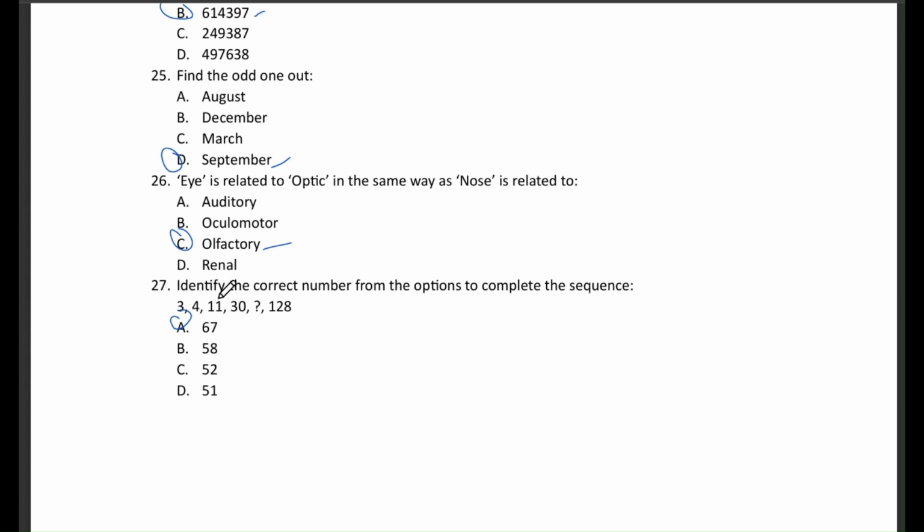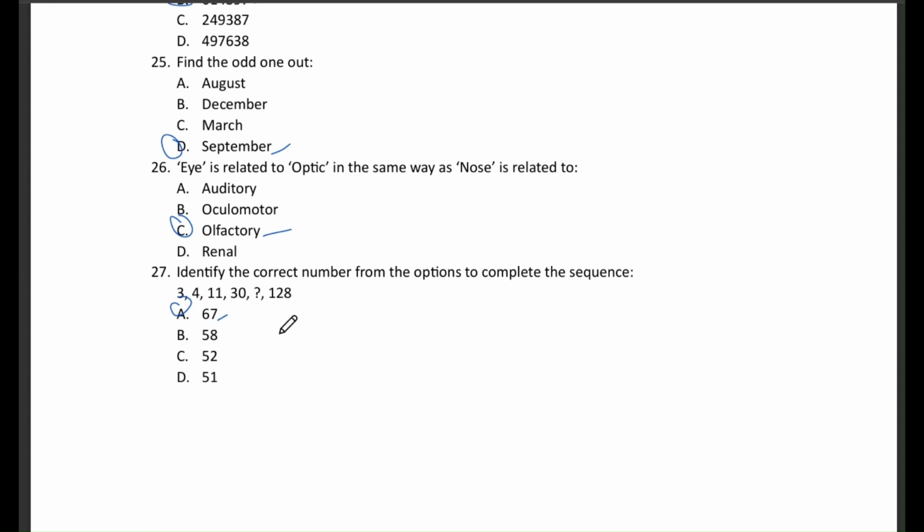This question asks us to identify the correct number from the options to complete the sequence: 3, 4, 11, 30, 128. The options are 67, 58, 52, or 51. The correct answer is option A, 67. The pattern here follows multiplying the previous number by 3 and subtracting 1. So it goes like this: 3 times 2 minus 1 equals 4. 4 times 3 minus 1 equals 11. 11 times 3 minus 1 equals 30. 30 times 2 minus 1 equals 67. Therefore, the correct answer is 67.